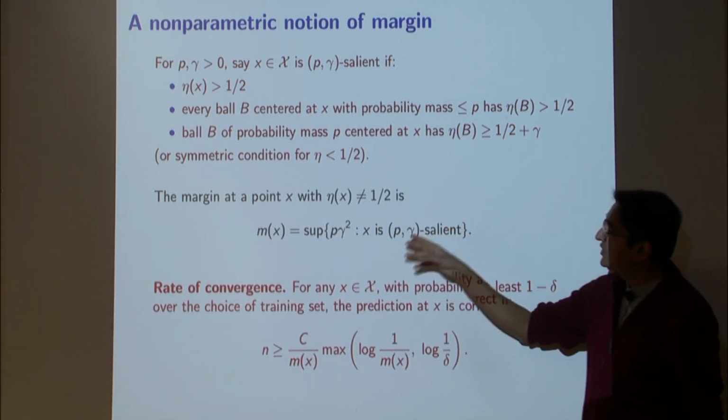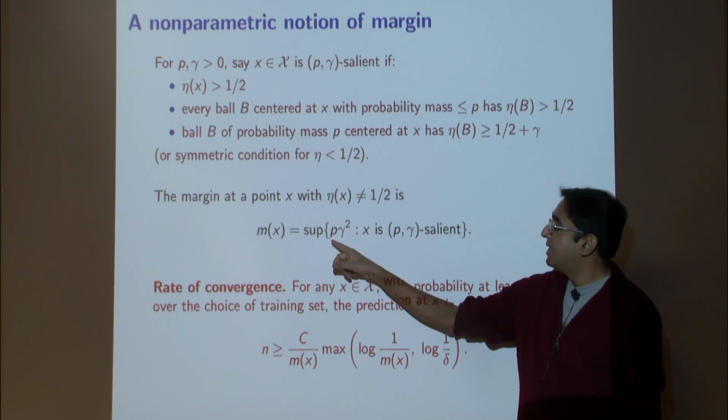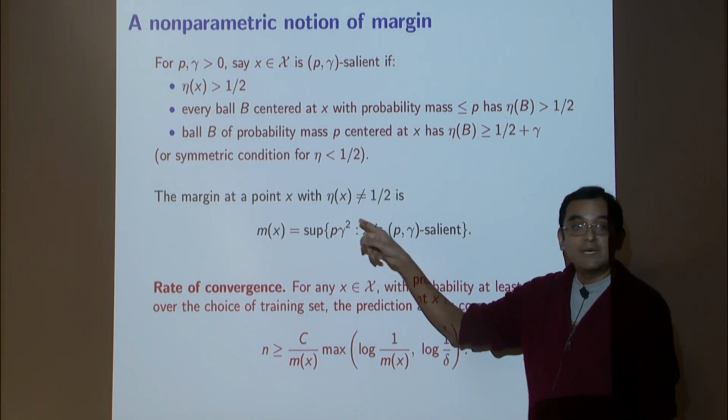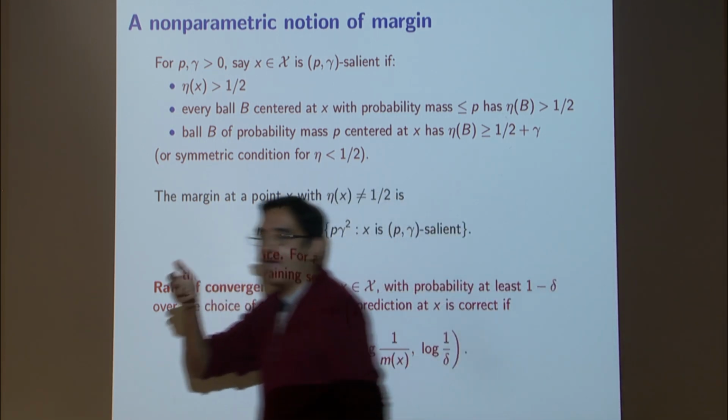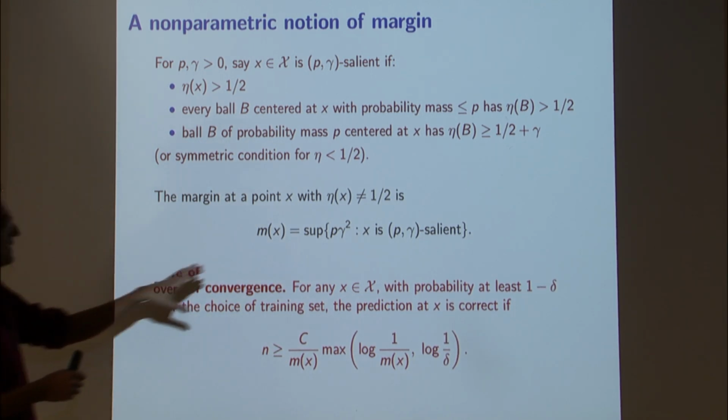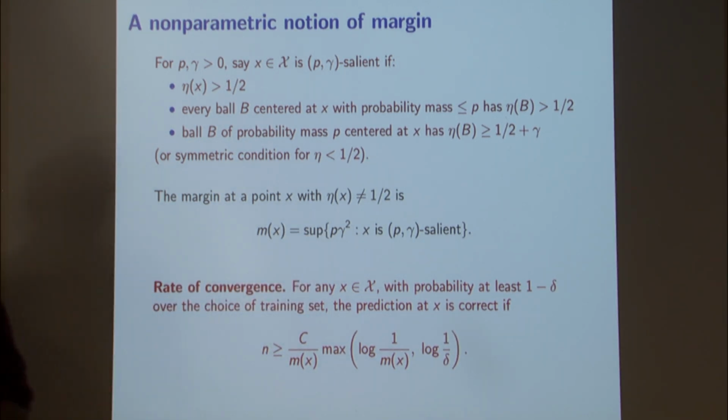And now the margin at x is simply the supremum of p gamma squared over all p and gamma such that x is (p, gamma)-salient. Any point x is going to be (p, gamma)-salient for many different pairs p and gamma, and you look at the best case, the supremum of those. That's going to give you the margin at x. And so this is a non-parametric notion of margin.